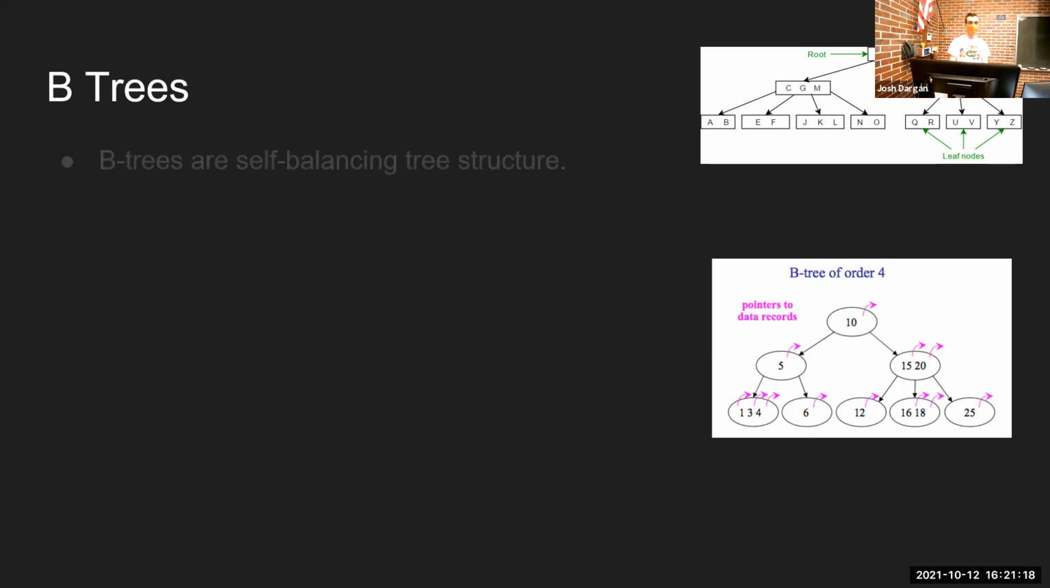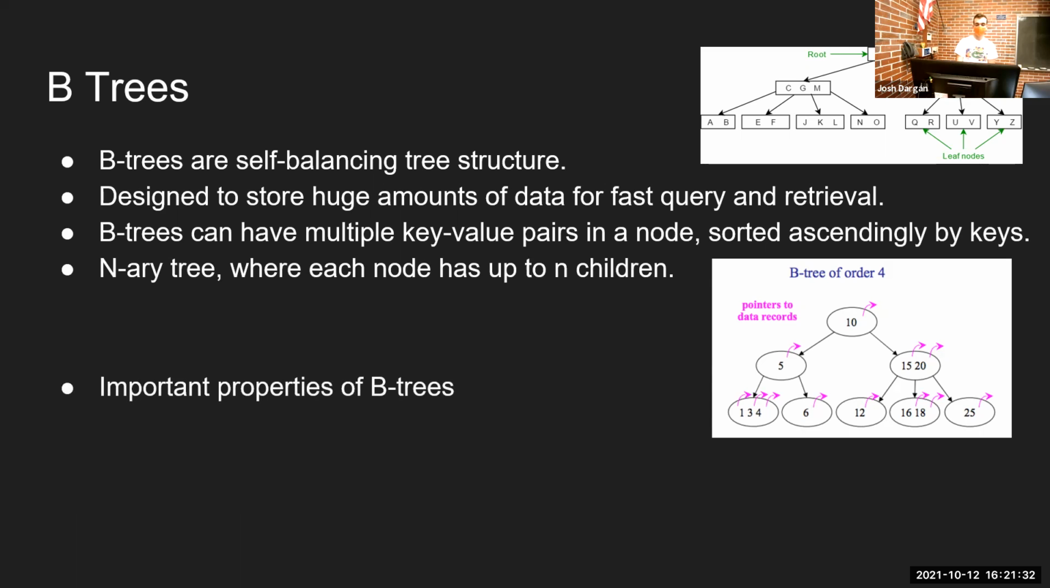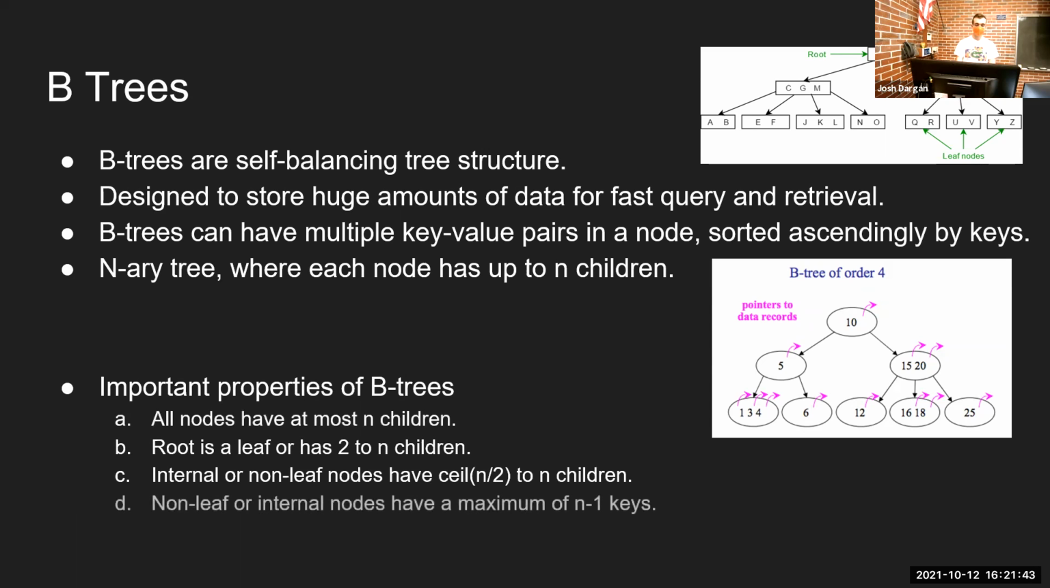Going on to B trees. B trees are also self-balancing binary search, or not binary, they're n-ary trees. And they are good for large amounts of data. B trees have key value pairs in a node, and these are sorted ascendingly by their keys. So the important properties of a B tree are that all nodes have at most n children. The root is either a leaf or it has 2 to n children. Internal or non-leaf nodes have ceiling of n divided by 2 to n children. And then non-leaf or internal nodes have a maximum of n-1 keys.